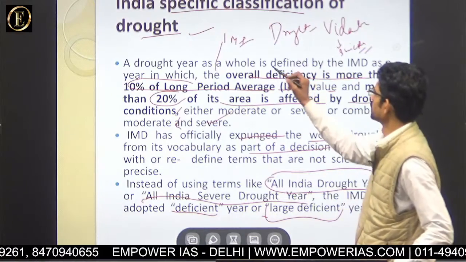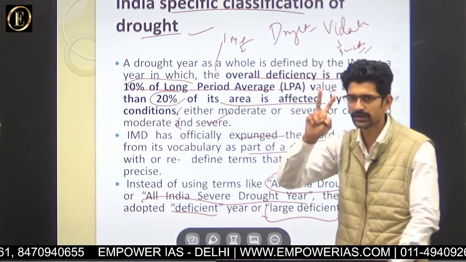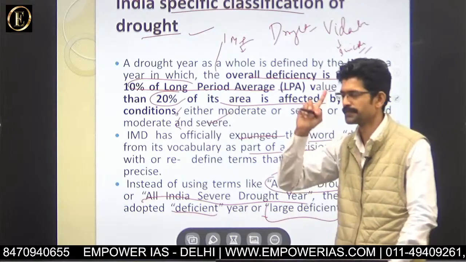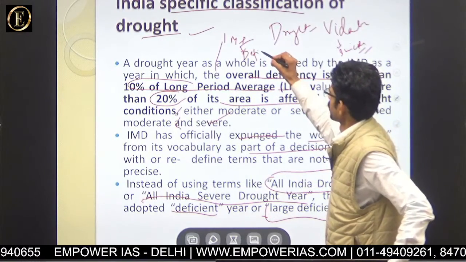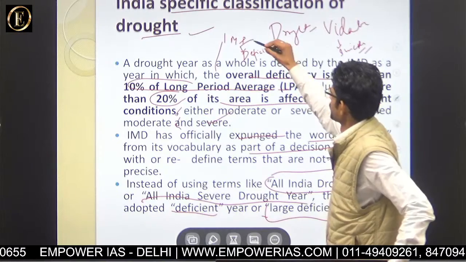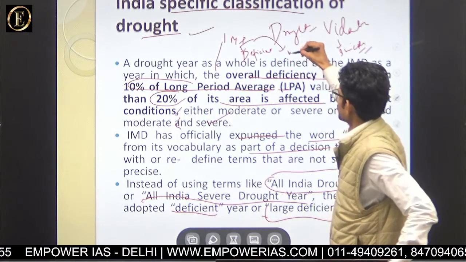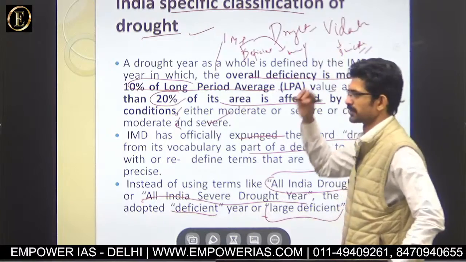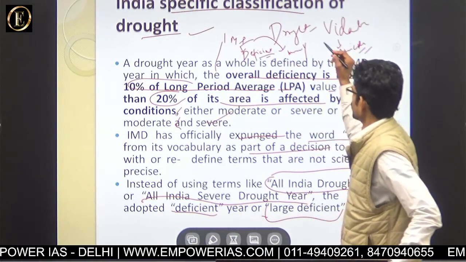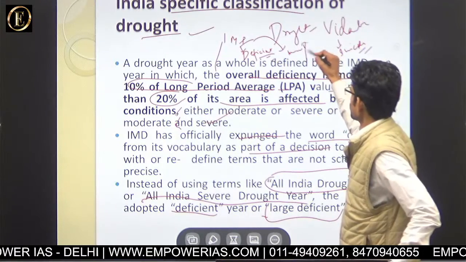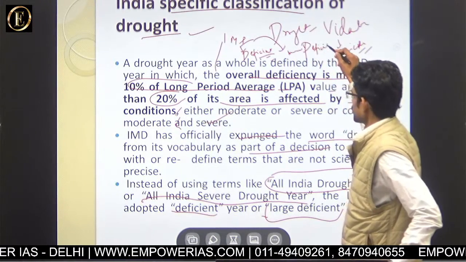So IMD ने सुधार करके दो नए कीवर्ड डाले, that is first is deficient year, replacing the drought year by deficient year and more deficient year. तो अब जब कम बारिश होगी तो वैसे क्षेत्र को हम डेफिशिएंट रेनफॉल ईयर कहेंगे एंड मोर डेफिशिएंट रेनफॉल ईयर कहेंगे.